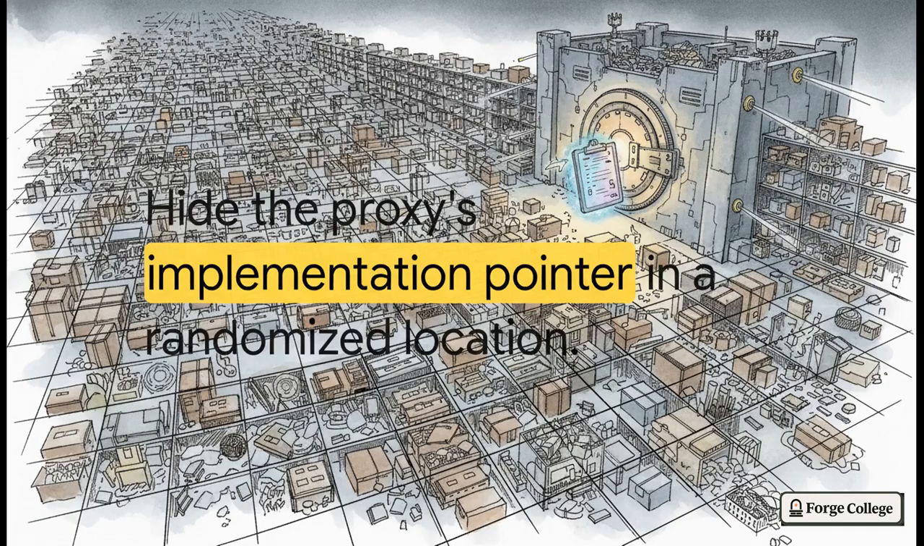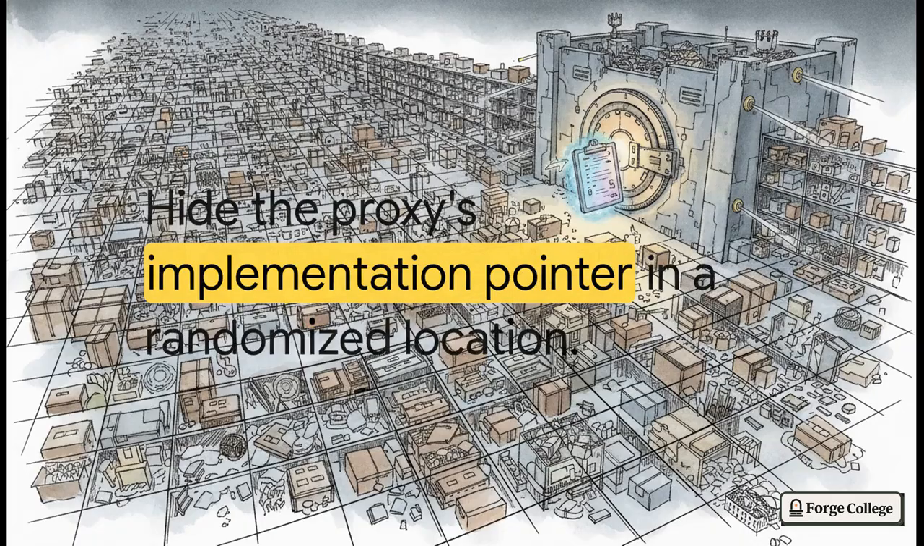The standard industry solution here is EIP 1967. The core idea? The proxy needs to hide its administrative clipboard in a secret randomized location. I mean, think about it. If the proxy stores its own implementation pointer at slot 0, and the implementation blueprint also decides to put the owner variable at slot 0, they collide.